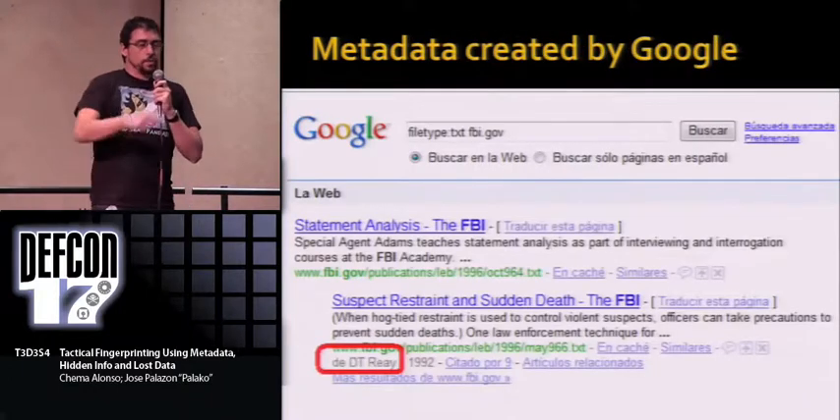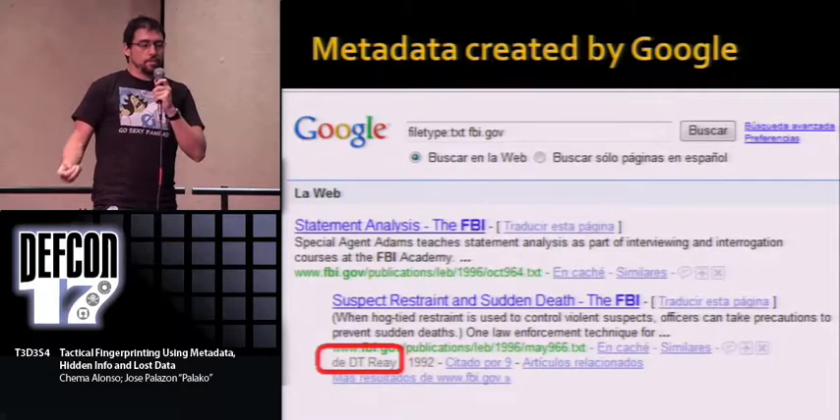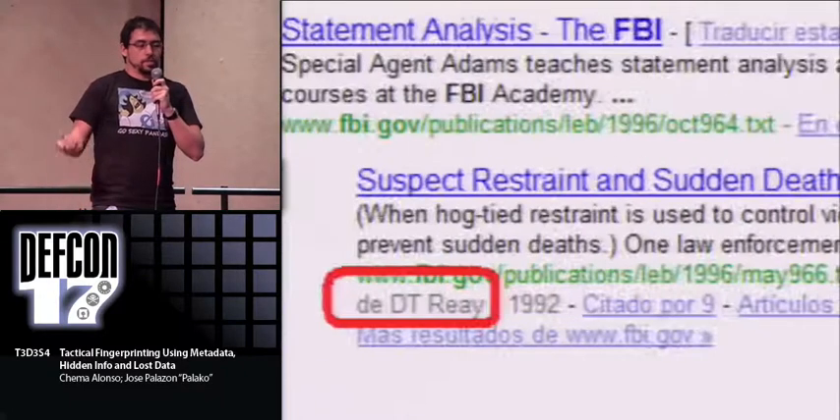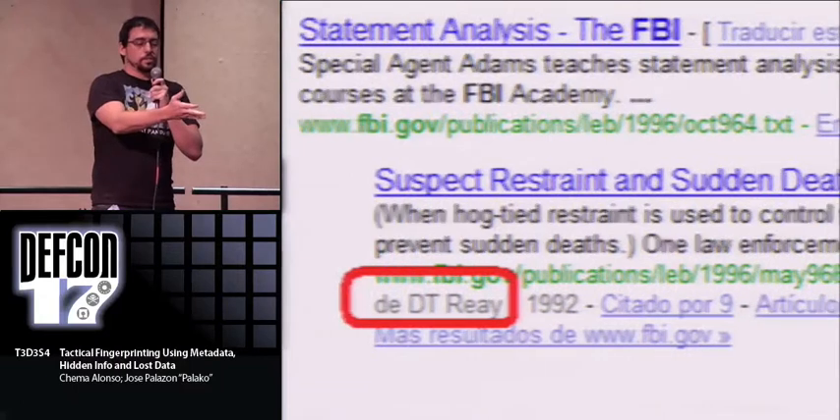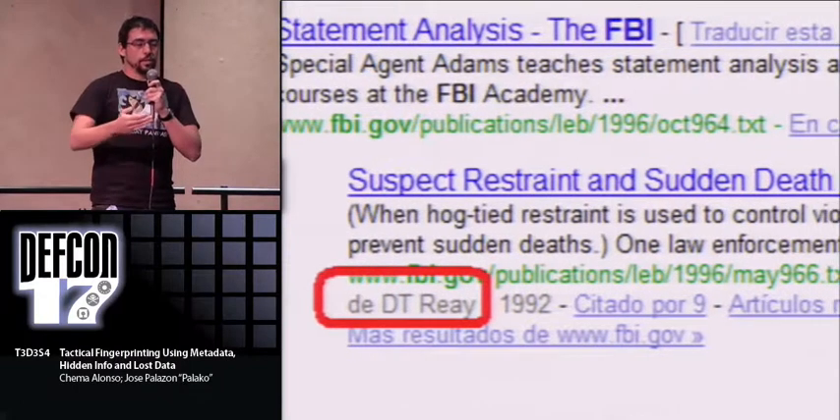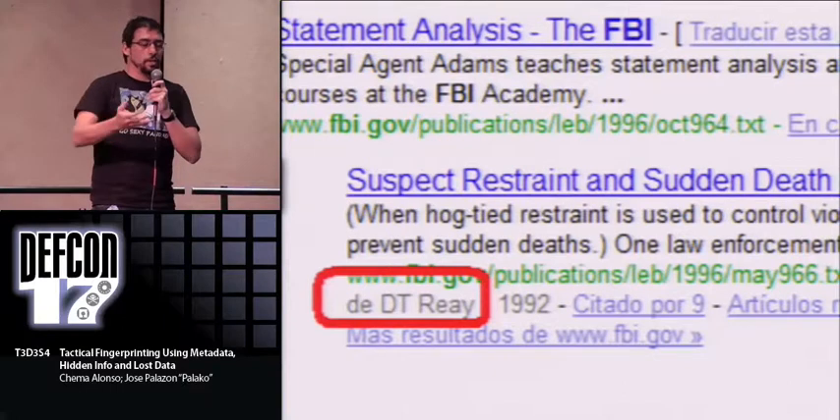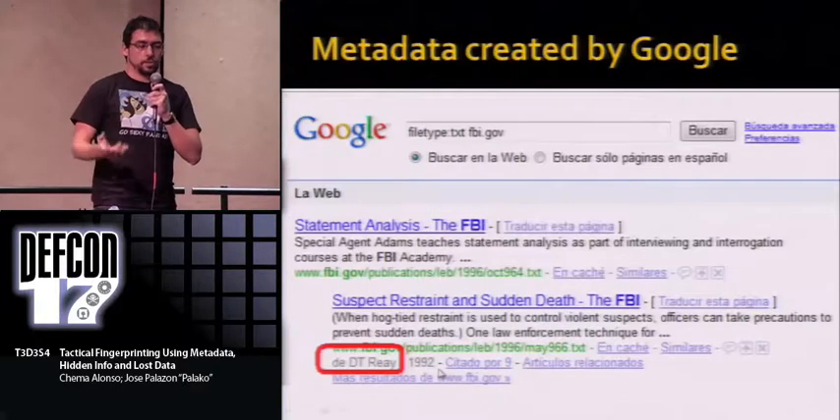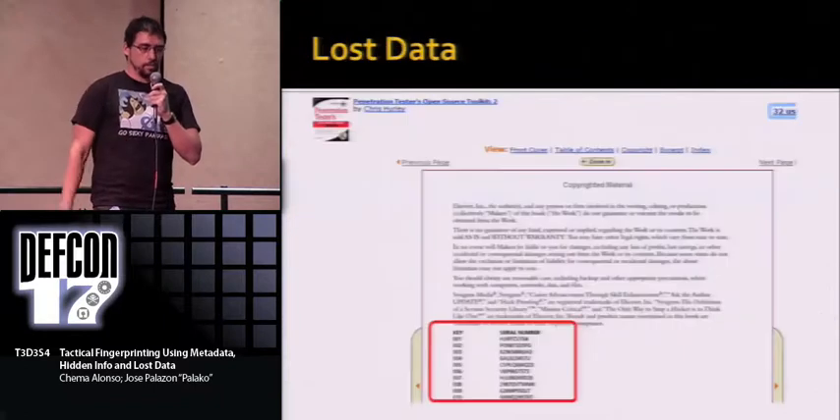This is an example of how, from a TXT file, you can see the author. Google did this, not the author of this file. Google just parsed the document and decided that DTRA is the author of this file. So you can see here how lost information has become metadata for the engine.